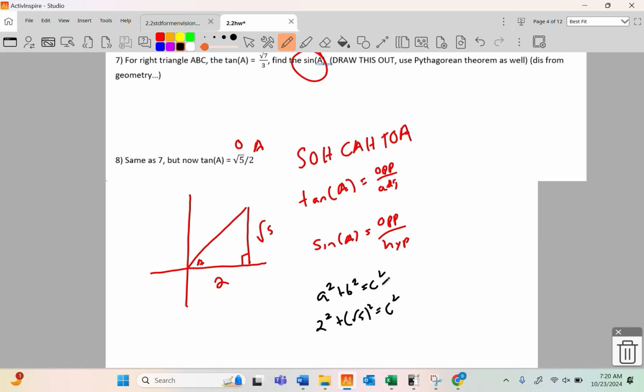If you take a square root and you square it, they cancel each other out. That's just 5, and 2 squared is 4. 4 and 5 makes 9. And hopefully you know that the square root of 9 is 3. If you don't, may the Lord have mercy upon your soul. Anyways, I did all that to get the hypotenuse because I already had the opposite side is root 5 and the hypotenuse is 3. So the answer is root 5 over 3. So SOHCAHTOA, kids. It's easy.